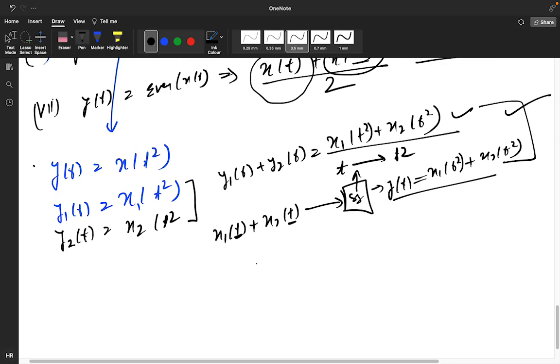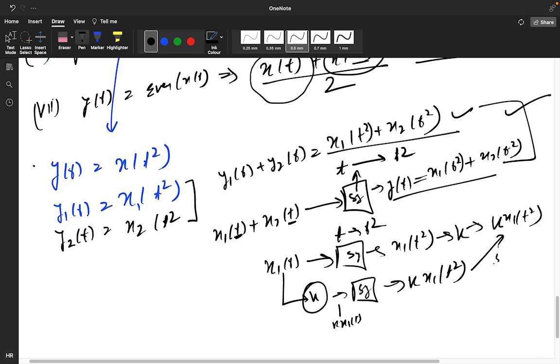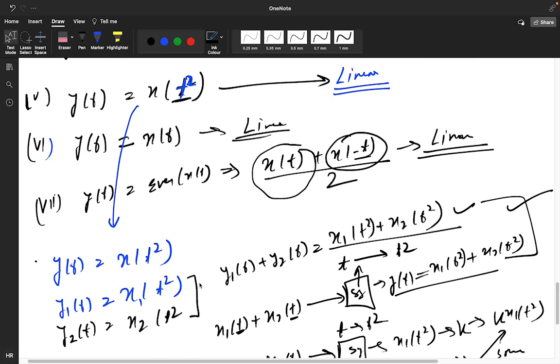Now simply check for the law of homogeneity. If x1 of t is passed through the system, you will get x1 of t square. You scale it, you will get kx1 of t square. Now you scale the input first, so the input is kx1 of t. You will again get kx1 of t square because the system is just replacing t with t square. So these two are the same. That means this is following the law of homogeneity. So both are satisfied. That means this is linear. Okay. Understood?